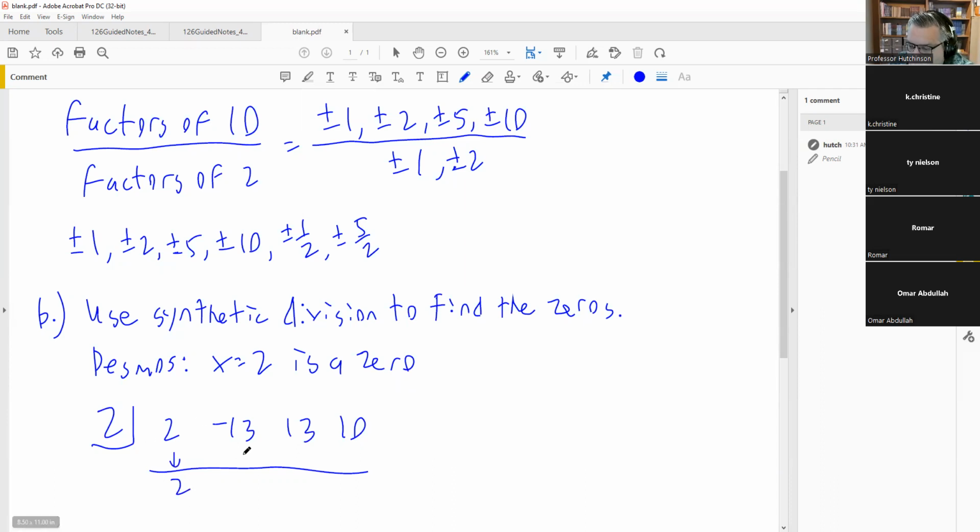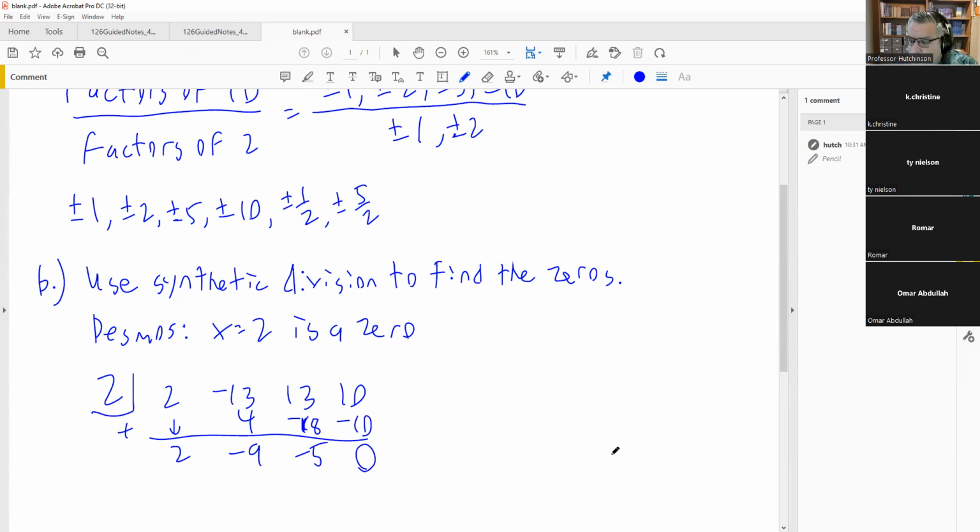You get a 4 here, add that together. -13 plus 4 is -9, times 2 is -18. Add that together. -18 plus 13 is -5, times 2 is -10. And as expected, we get a remainder of 0. That's what we want. All right.